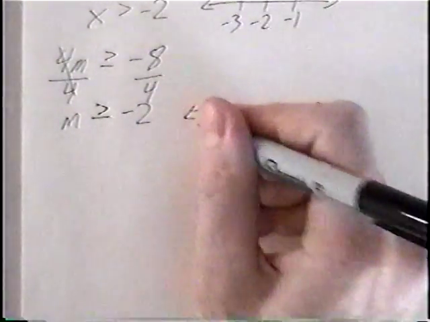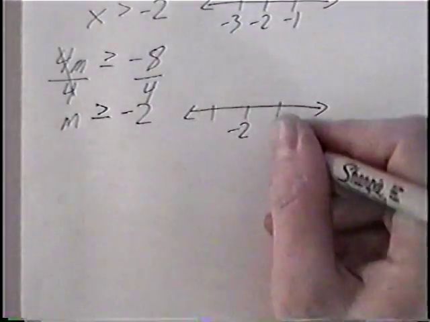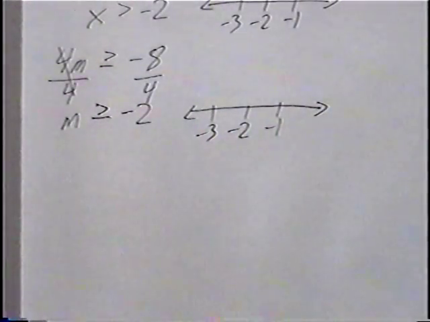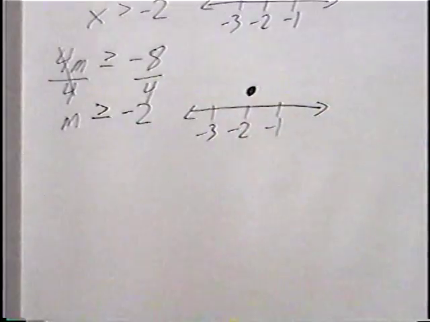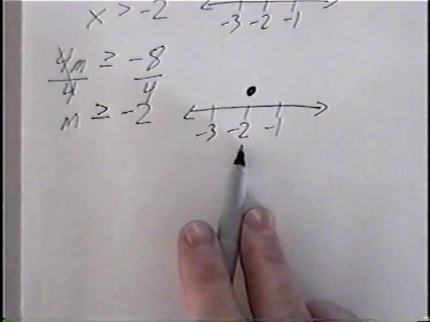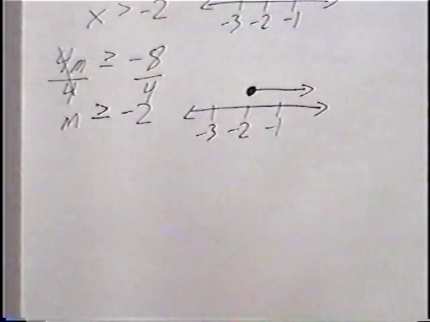Graphing this. Again, negative 2 we can put in the middle of our graph. Two extra numbers, we'll have negative 1 and negative 3. Greater than or equal to will be a solid or closed point. And if m is greater than or equal to negative 2, we want the numbers bigger than negative 2, which will go to the right.